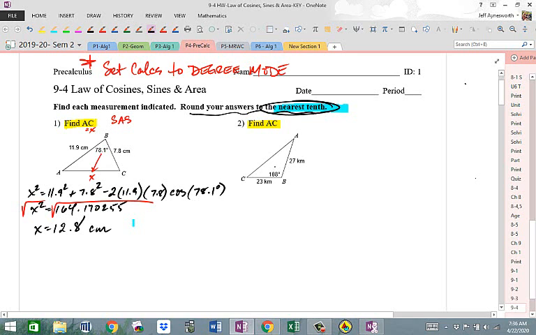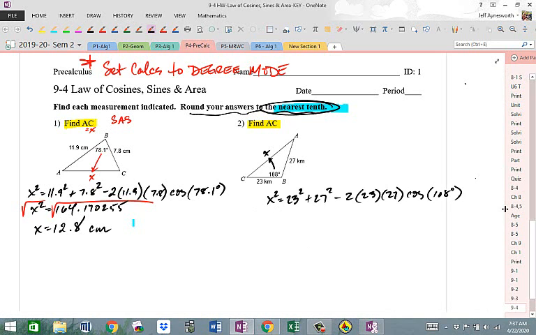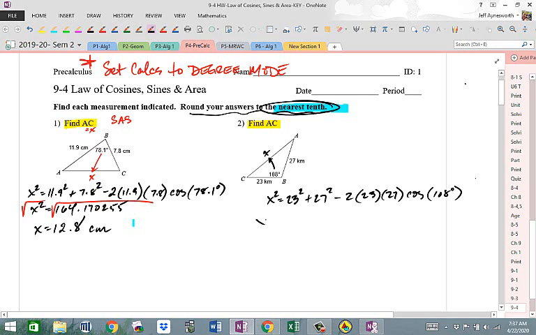Same thing here. We want to find AC, and it's opposite of the given angle right here. So here, let's set it up. So x squared, you always start off with the side opposite of the angle, is equal to 23 squared plus 27 squared minus 2 times the product of the two sides, 23 and 27, times the cosine of the included angle, 108 degrees. And then you square root this whole thing. Okay, so x is equal to the square root of this, so whatever this is.